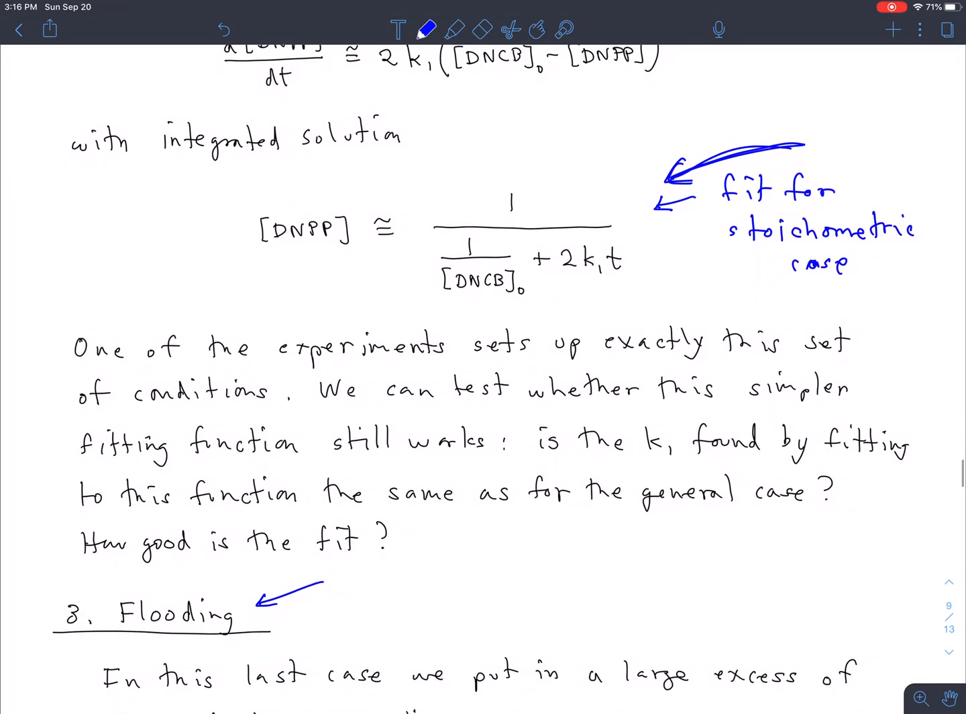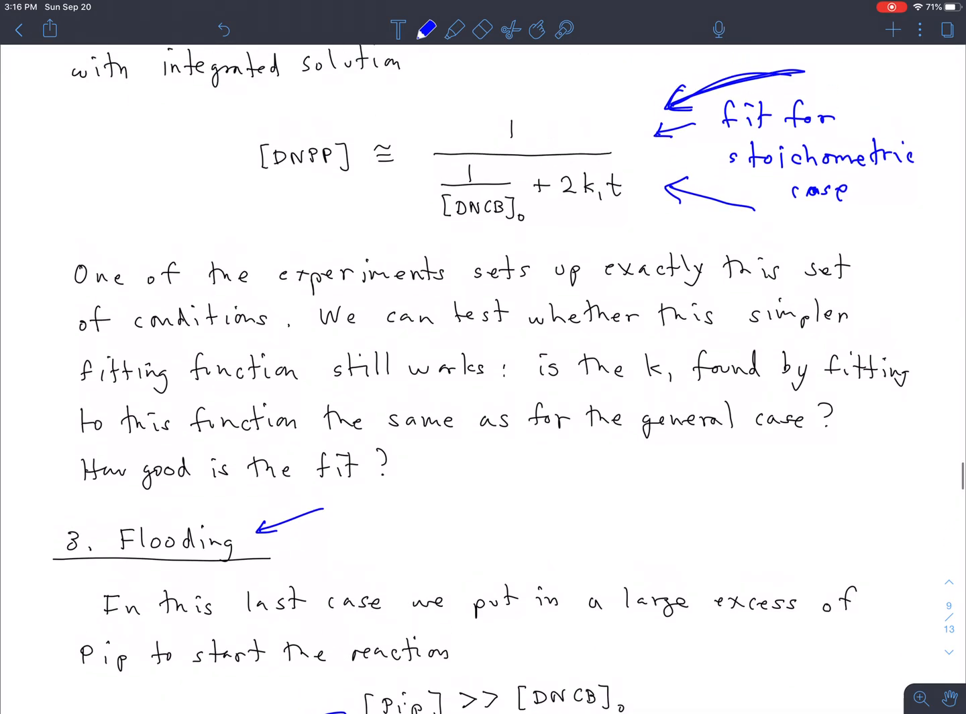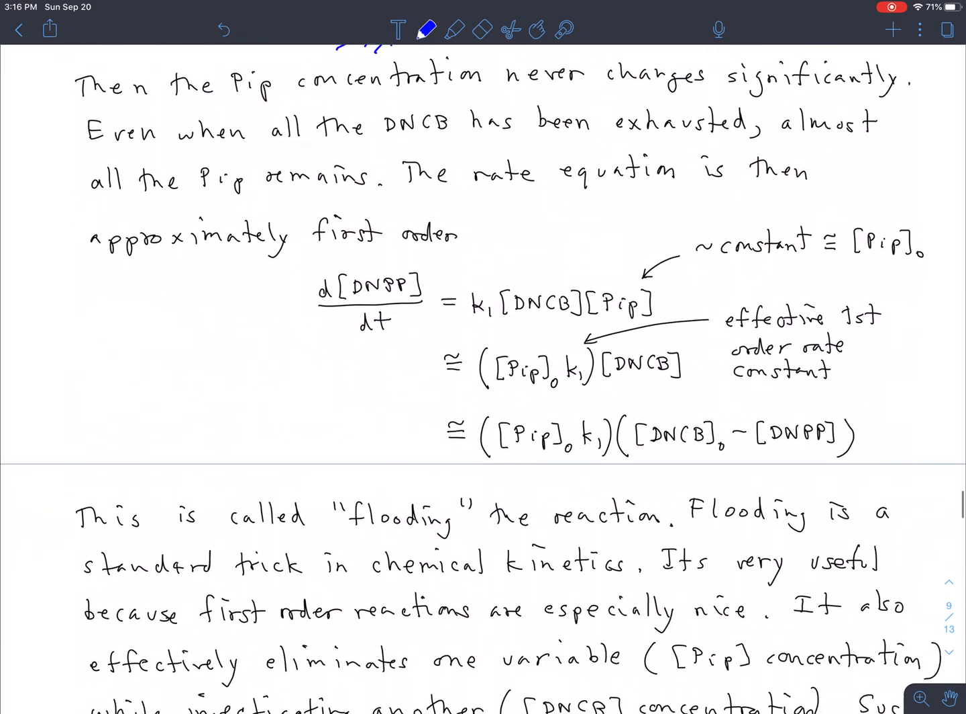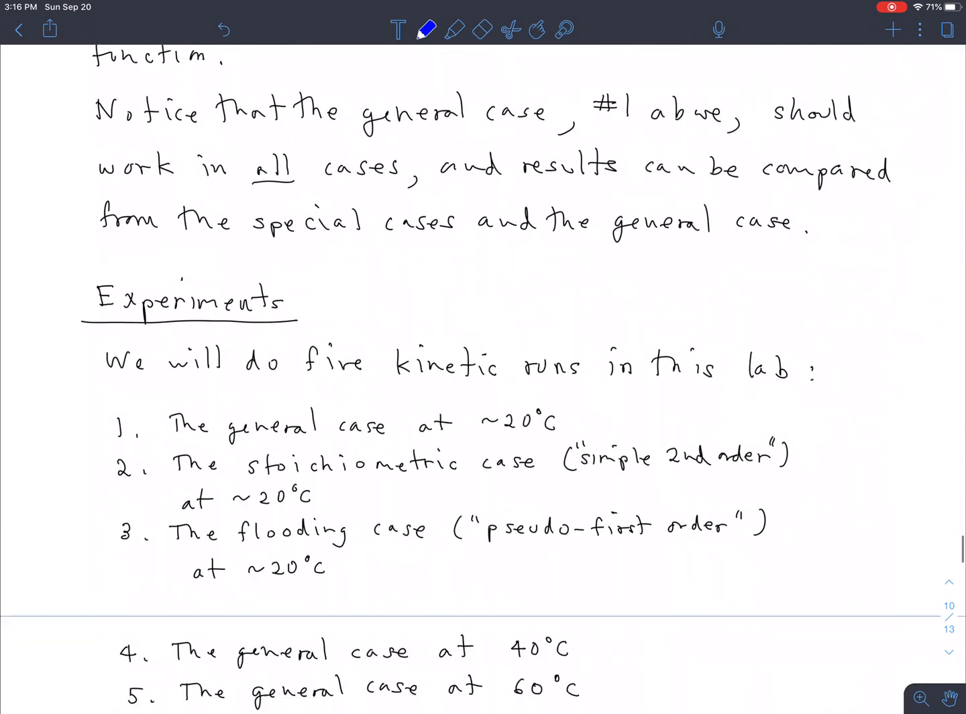But we will also see that these special fitting functions come close in the special cases. So the analysis is generally correct. It's just better numerically to use the general case in all cases.